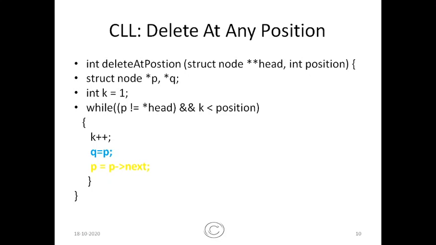And after that, the previous node P will be assigned to Q, and P will traverse to the next node. So P equal to P next. The yellow mark line is representing that P has reached the next node, and Q will store P's address before traversing. That's why the blue line is saying that Q equal to P. Q keeps track of the previous node's address.